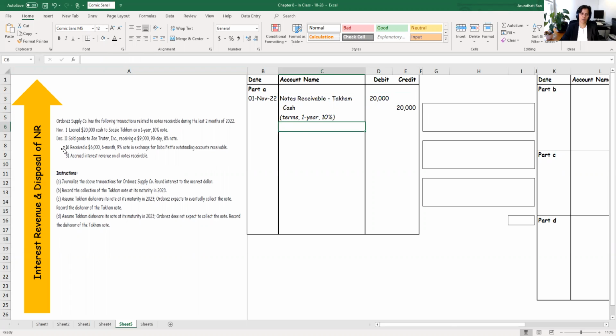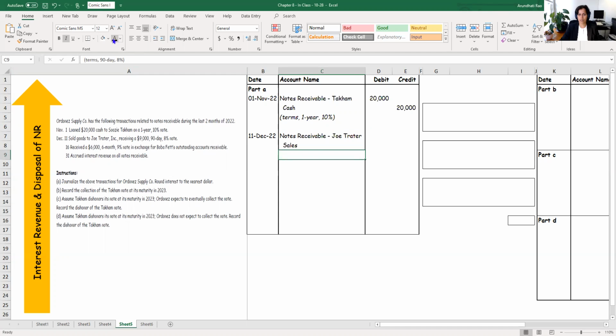Now let's look at the second transaction, December 11th. We sold goods to a customer receiving a $9,000 90-day 8% note. Now, this is a little different from what we have seen before. In the past, when we had a sale transaction on account, it was accounts receivable debit, sales credit. So sales will be credited. However, instead of debiting accounts receivable, in this case, I'm debiting notes receivable.